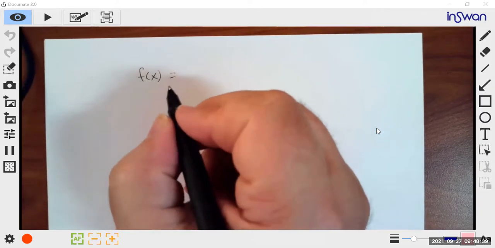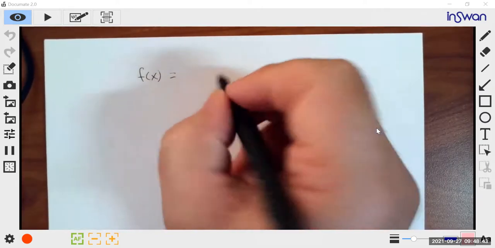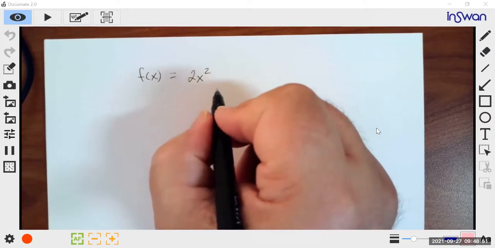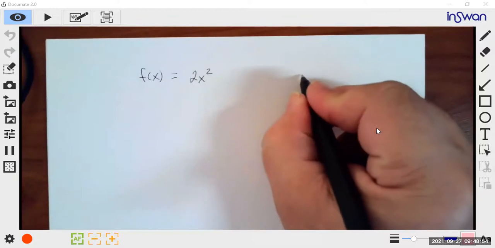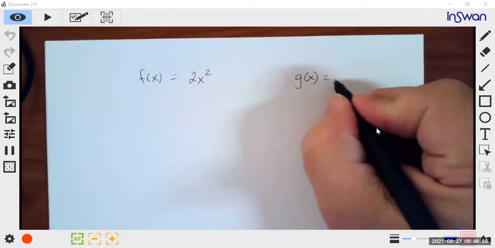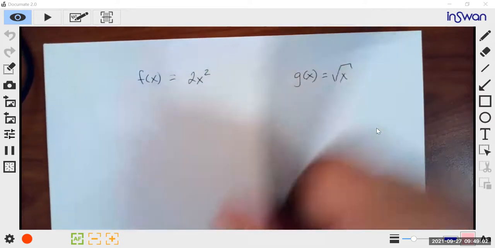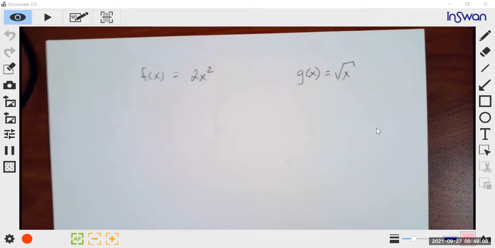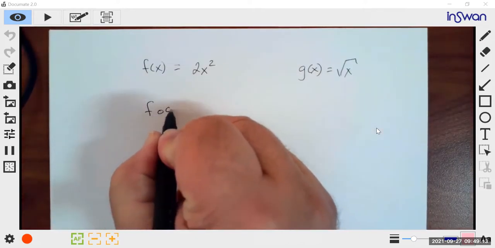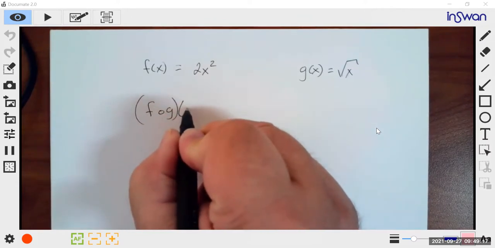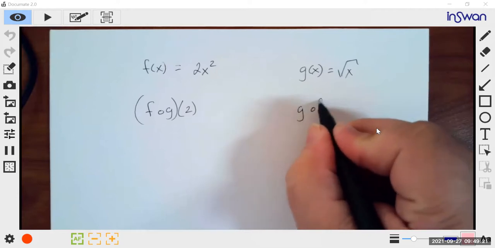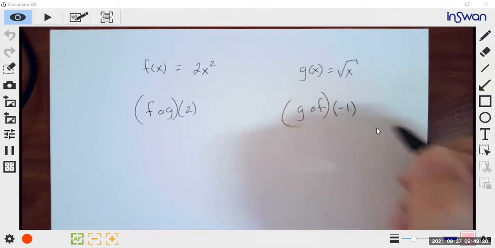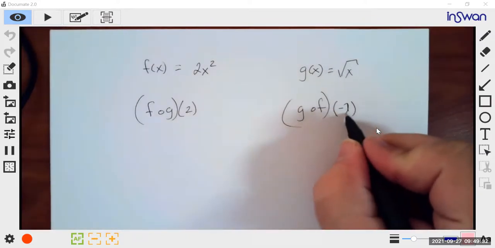f of x equals two x squared. And g of x equals the square root of x. So find f of g of 2, and then g of f of negative 2.